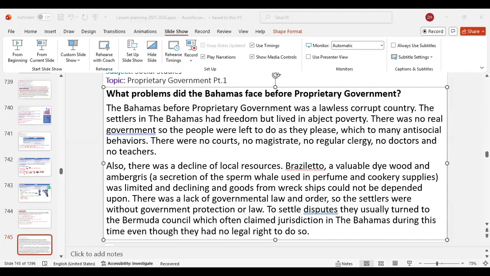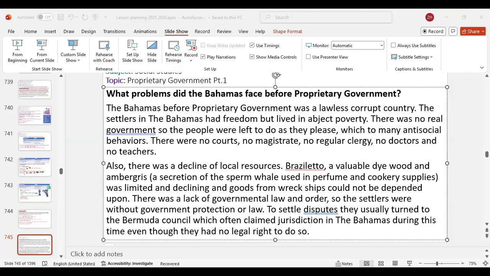What sort of professions were not in place in the time before proprietary government? What sort of professions would you not see? Doctors. There were no doctors, no teachers, no magistrates. Very good. And there were no courts as well. Courts. Very good.